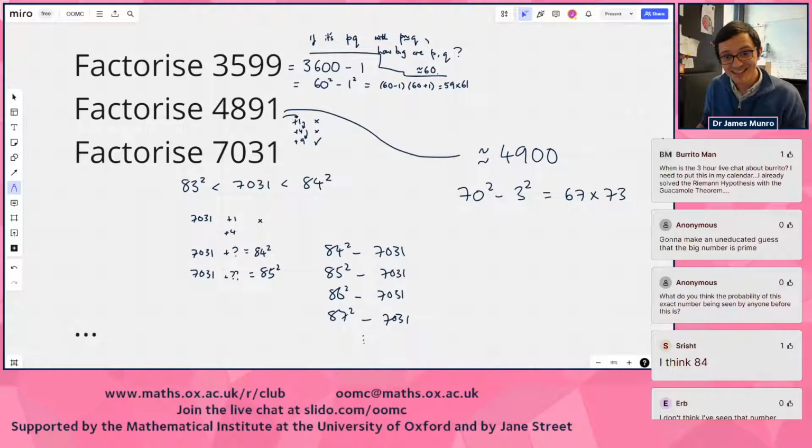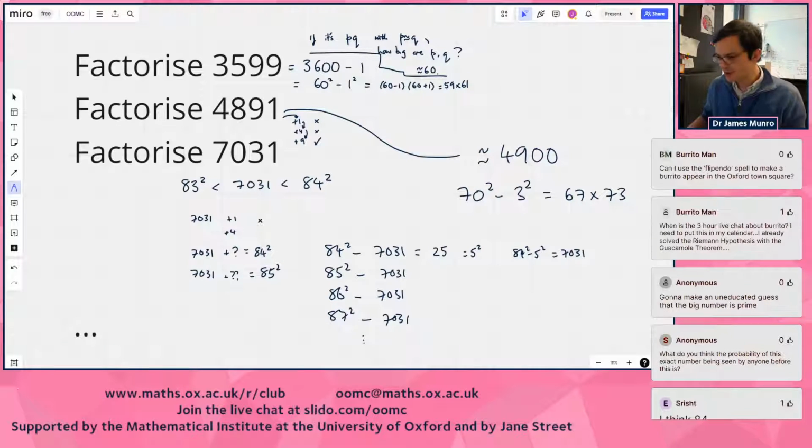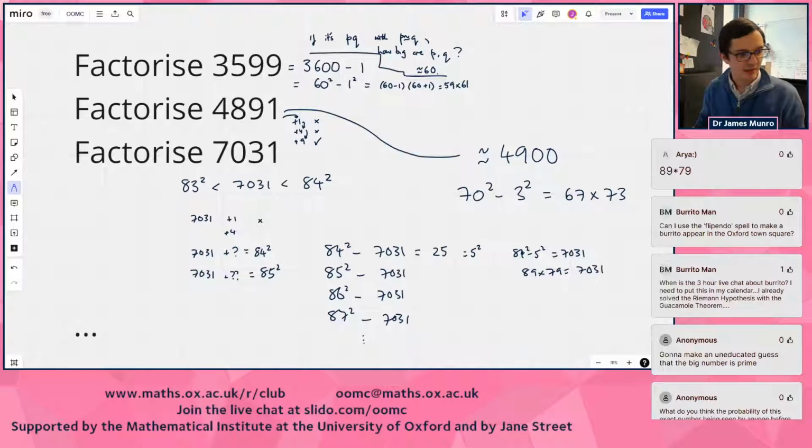And in fact, for this particular example, good news, it breaks straight away. This is 25, which is 5 squared. So we now have 84 squared, take away 5 squared. It's 7,031. But it didn't have to be this one. It didn't have to be the next square. It could be later on that it happens. Okay, which I think is then, yep, someone is playing along as well. 89 times 79 is 7,031. Okay.